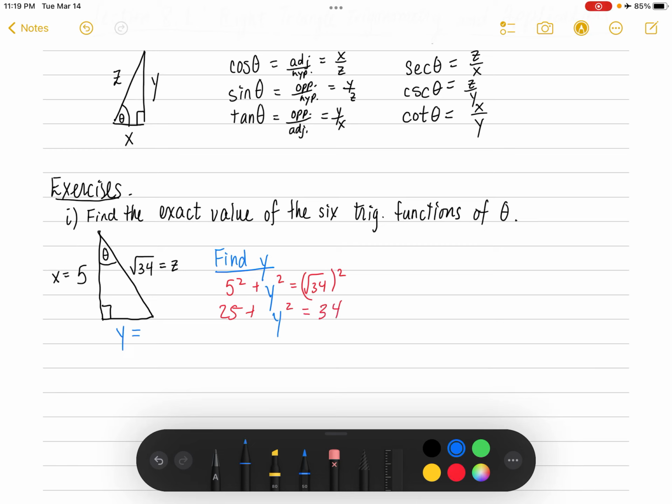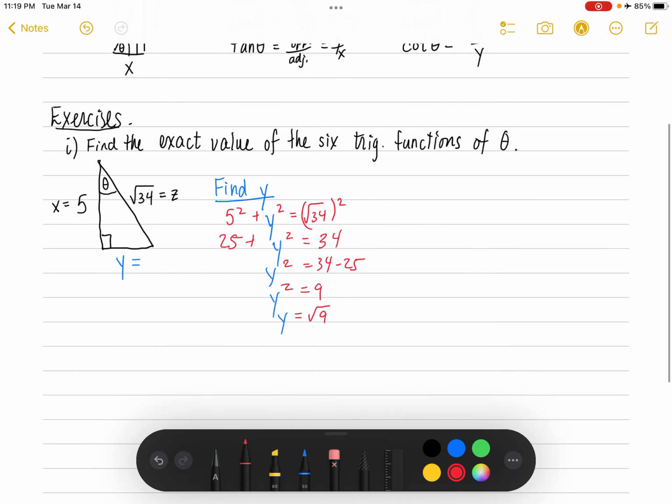If I subtract 25 from both sides, I get y squared equals 34 minus 25. In other words, y squared equals 9. Now we're only going to take a positive root here. We're not going to do a negative root, because we're talking about lengths of a triangle. Lengths are only positive. So here our y is going to be the square root of 9, which is 3. So here we have 3.